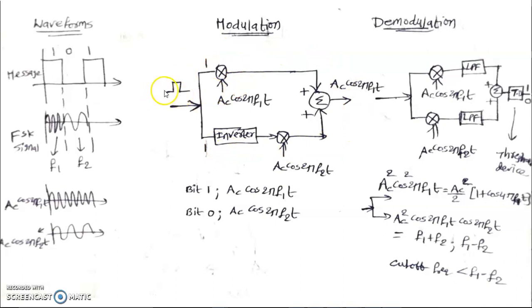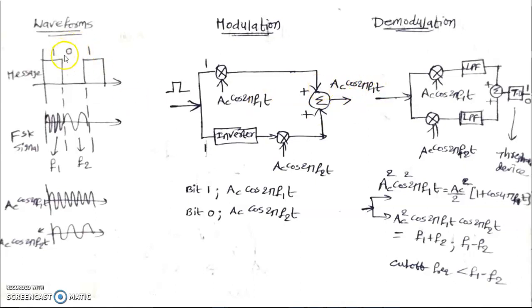Let us consider first that the message bit is 1. So 1 I am transmitting here, and similarly 1 is also transmitted here. Due to the inverter, this 1 will be sent here as 0, and 0 is multiplied with F2 frequency, so the output here is 0. But now see this path here: 1 into AC cos 2 pi F1t we are transmitting. So this path gets AC cos 2 pi F1t, and here we will get 0. So the final output is AC cos 2 pi F1t.